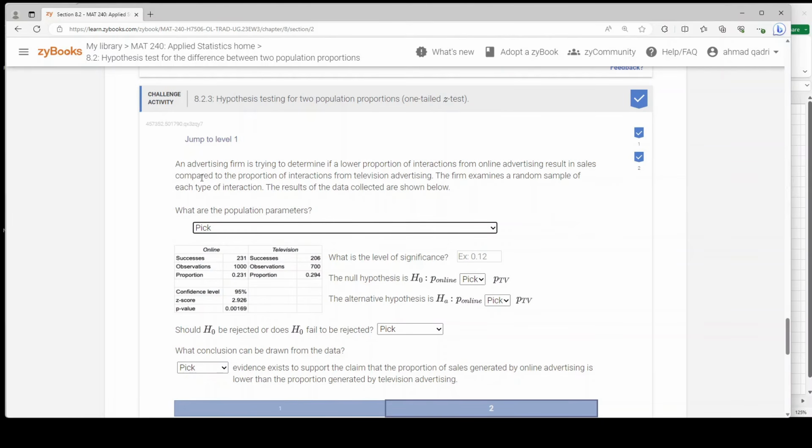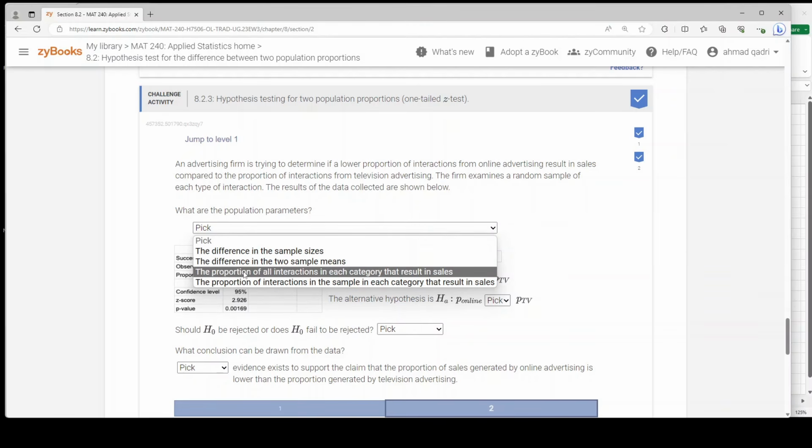The next question is, an advertising firm is trying to determine if a lower proportion of interactions from online advertising results in sales compared to the proportion of interactions from television advertising. And so the firm is carrying out this hypothesis test. The critical idea here is, if a lower proportion of interactions from online advertising results in sales compared to television. So the first question is, what is the population parameter here?